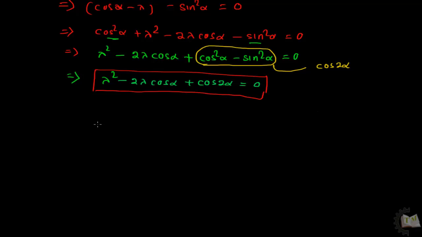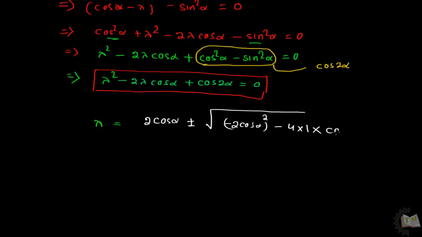Now apply that formula. The value of lambda will be minus b. In place of b there is minus 2 cos alpha, so we can write it as 2 cos alpha plus or minus square root of b square. In place of b, that is minus 2 cos alpha whole square, minus 4 into a, that is 1, into c, that is cos 2 alpha, divided by 2 into a, where the value of a is 1 here.